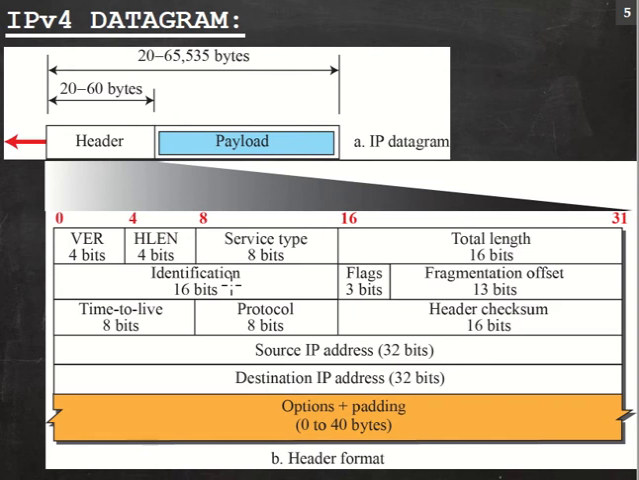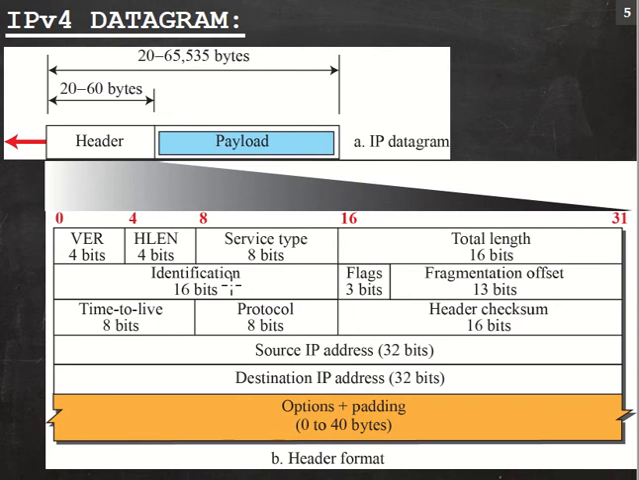When the destination device receives the datagram, it should know where exactly the header stops and where exactly the encapsulated data is going to start. So this is the field which helps the receiver in identifying where the header stops and the data begins.